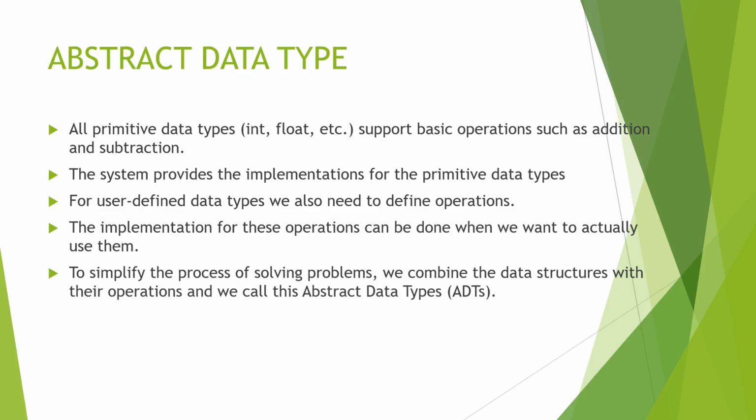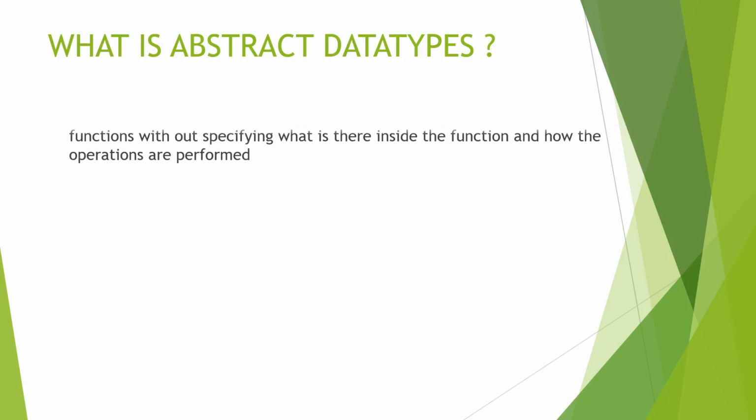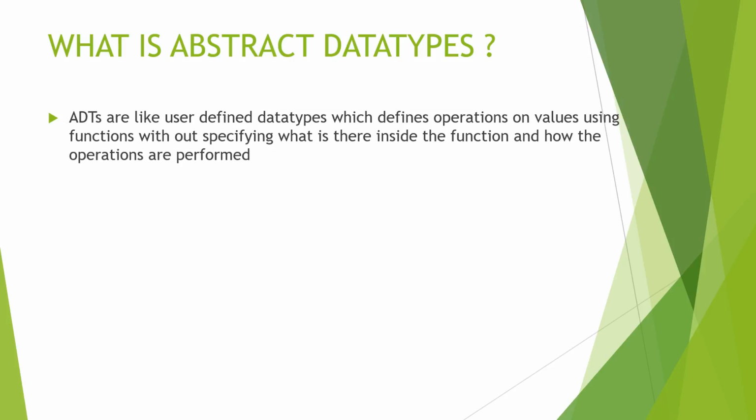To simplify the process of solving problems, we combine the data structures with their operations, and we call this abstract data types, that is ADTs. Now let's try to define what an abstract data type is. ADTs are like user defined data types, which define operations on values using functions without specifying what is inside the function and how the operations are performed.